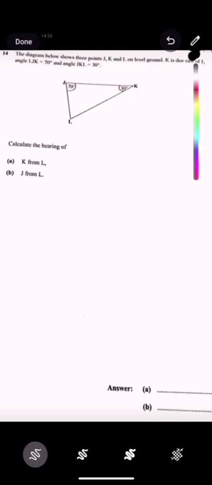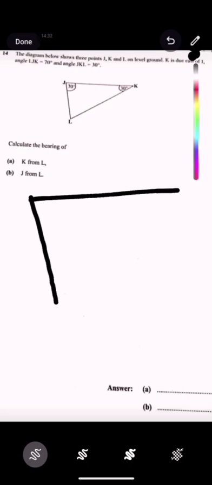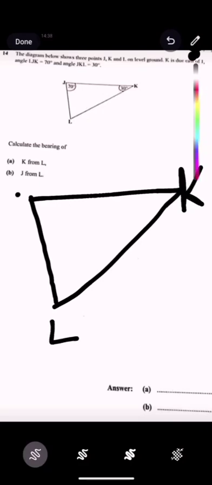K from L. So let me draw the diagram so that I can also mention some mistakes that most people make. So this is 70 degrees. This is 30 degrees.